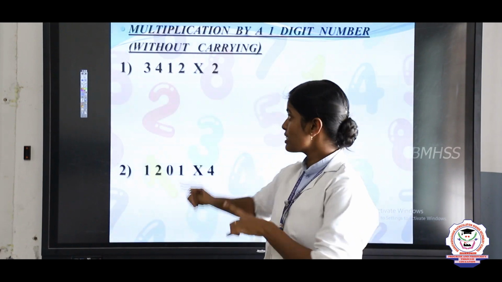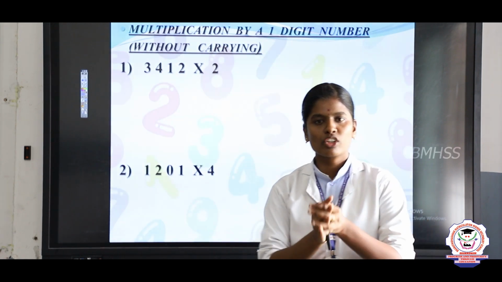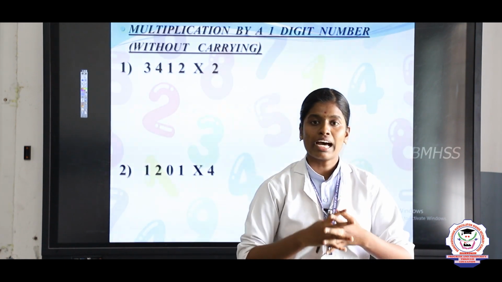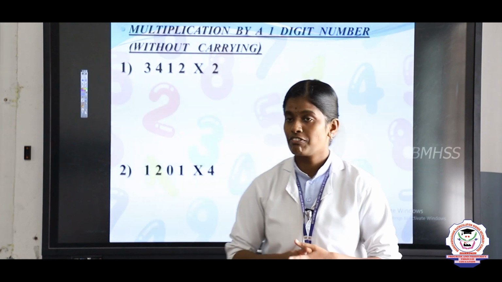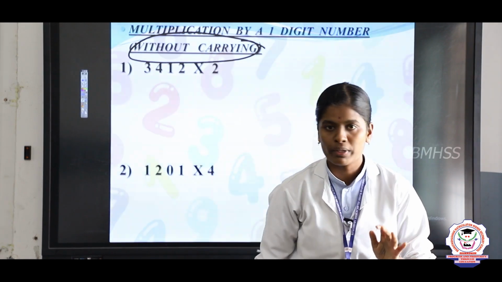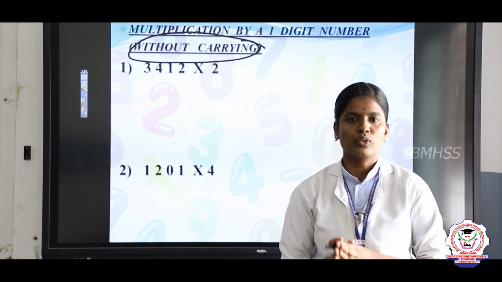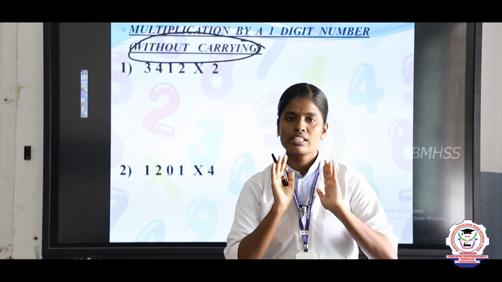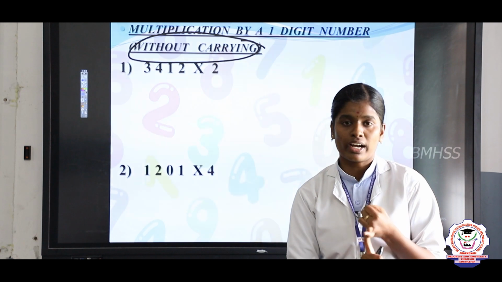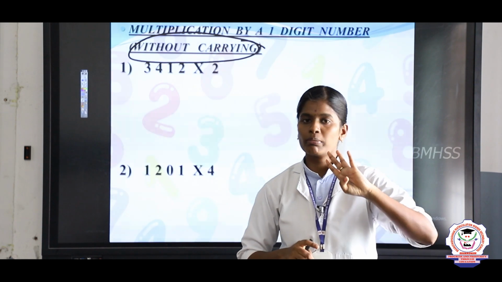Today our first topic is multiplication by a one-digit number without regrouping. What is meant by without regrouping, my dears? Without regrouping means when we are doing the sum, the sum does not have a carry. For example, the first question is 3412 multiplied by 2. First you write the place values. Now tell me, Nishant, what is the first place value? Very good. The first place value is ones, the second is tens, the third is hundreds, and finally the fourth place value is thousands.